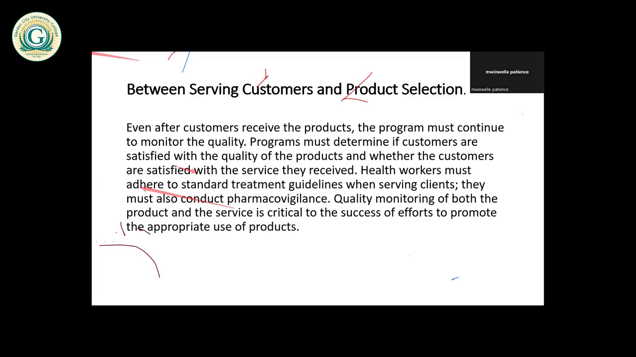So even between serving customers and product selection, even after customers receive the product, the program must constitute programs that might determine if customers are satisfied with the quality of the product and whether the customers are satisfied with the service. That is why every product has a caution. And sometimes it's based on customer complaints. Sometimes the reactions customers get, the feedback customers give, is what they put there.